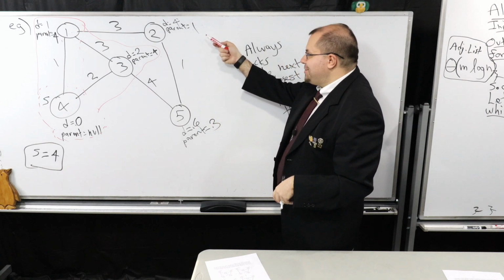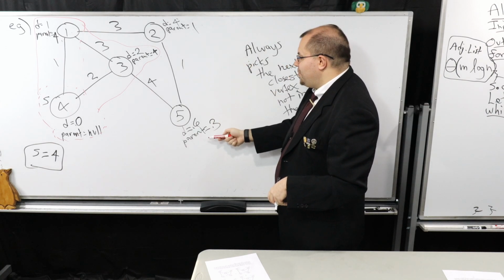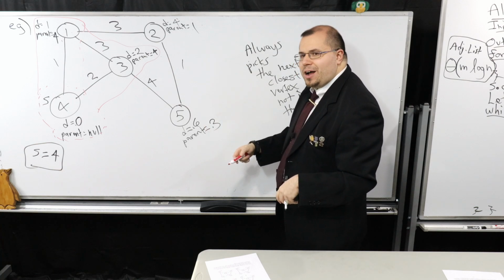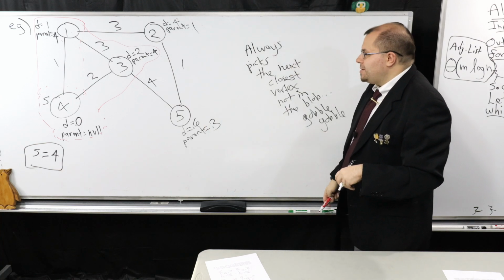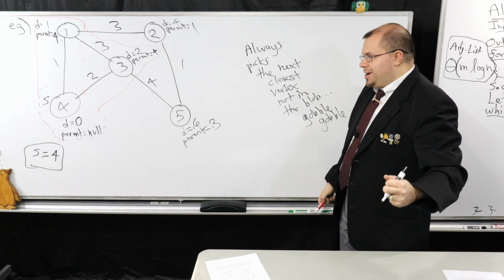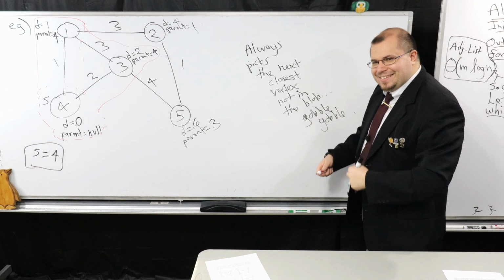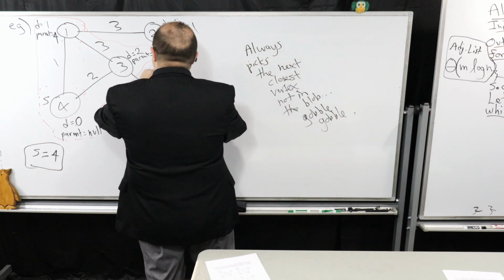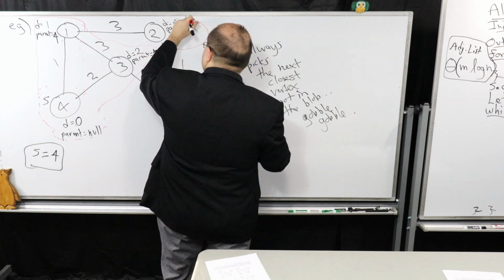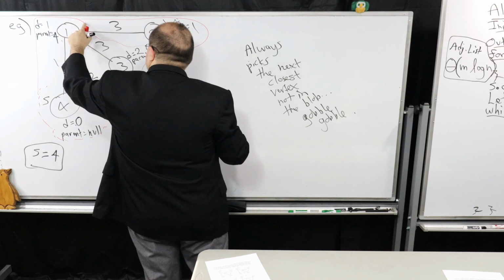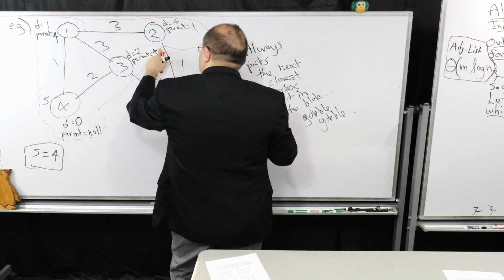So now I have my next one. My choice is either 2 or 5. Which one should I go for? Remember what the blob does. It's very lazy. 2. Yeah, it goes to 2. Perfect.